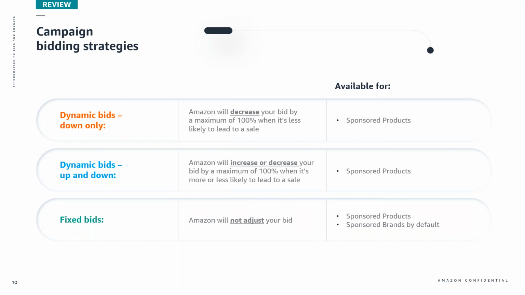And then with fixed bids, Amazon will use your exact bid for all opportunities and won't adjust your bids based on likelihood of a conversion. Compared to dynamic bidding strategies, you may get more impressions but fewer conversions for your ad spend with this strategy. These are available for sponsored products, and this is the default for sponsored brands as well. So sellers can actually control which bidding strategy will be effective and efficient for their brands and products.